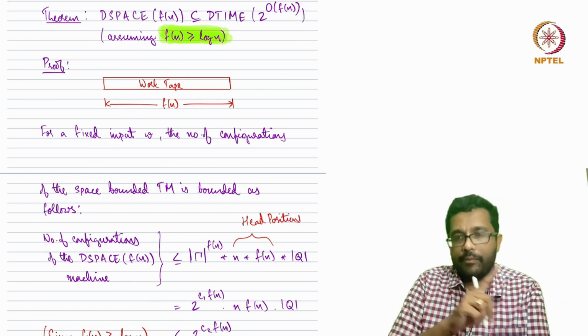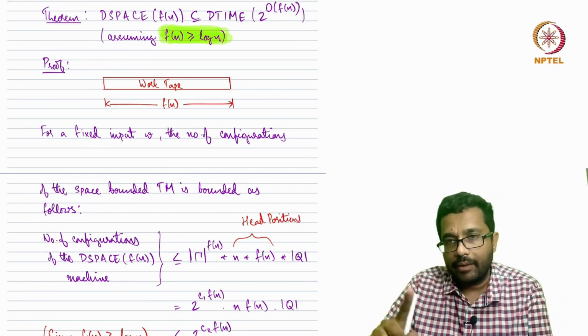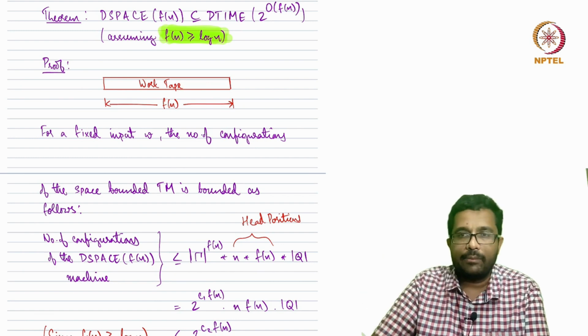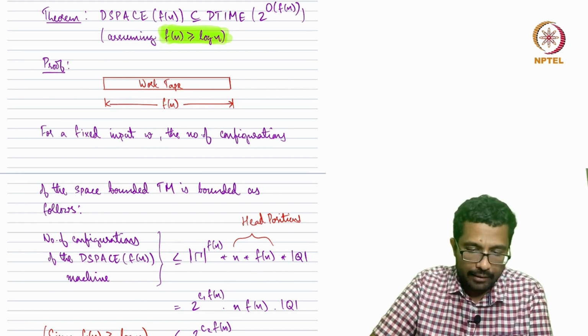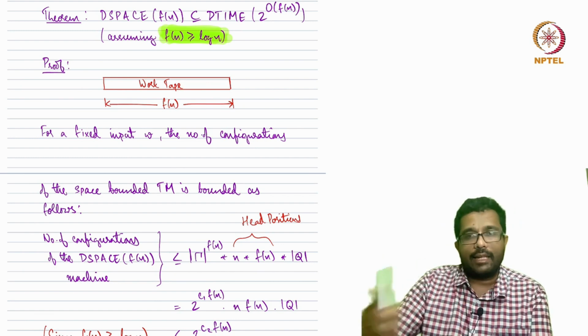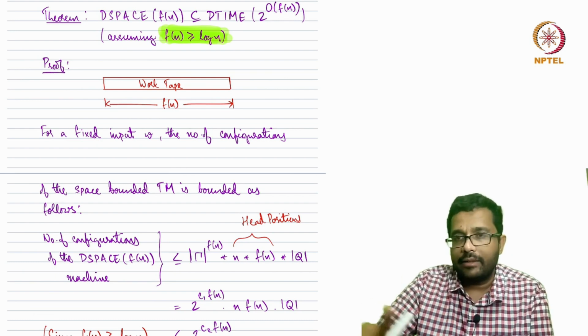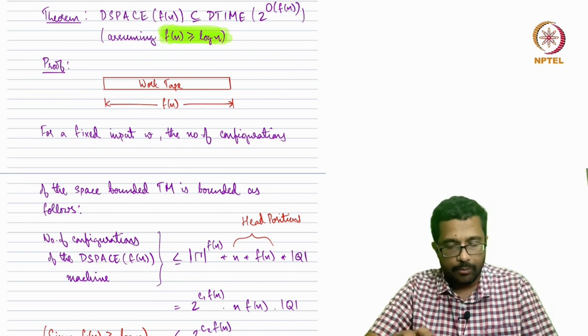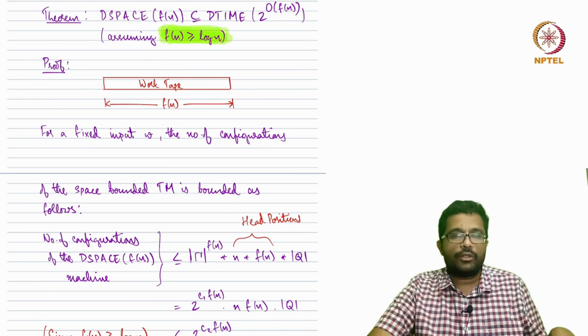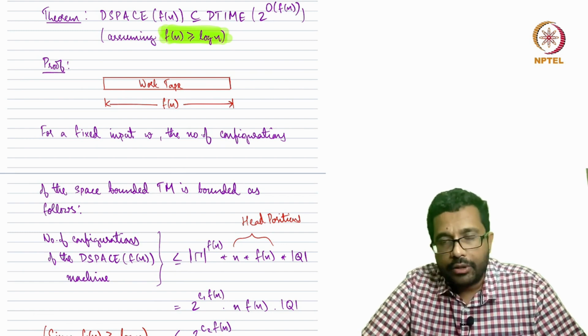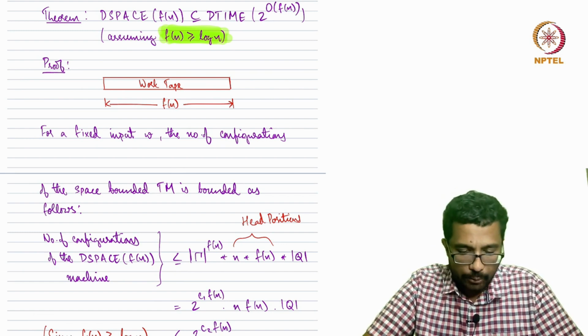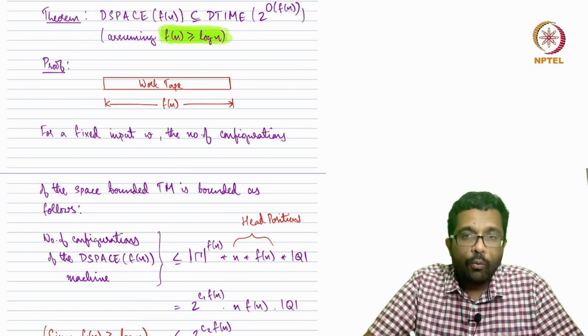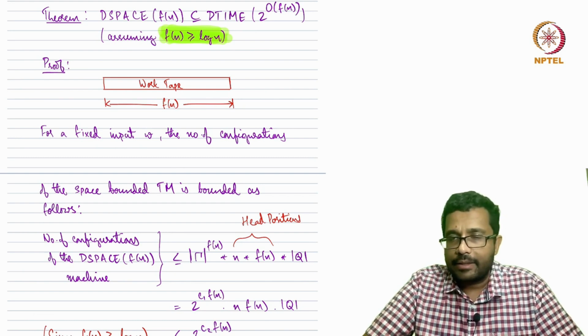So the input tape, the head could be in anywhere from n positions, right? The n is the length of the input, and the work tape, the length is f(n). So the head position can be anything from 1 to f(n). So there could be f(n) possibilities for the head position of the work tape and n possibilities for the head position of the input tape. And the input tape contents are fixed for a specific input, right? So there is no scope of changing.